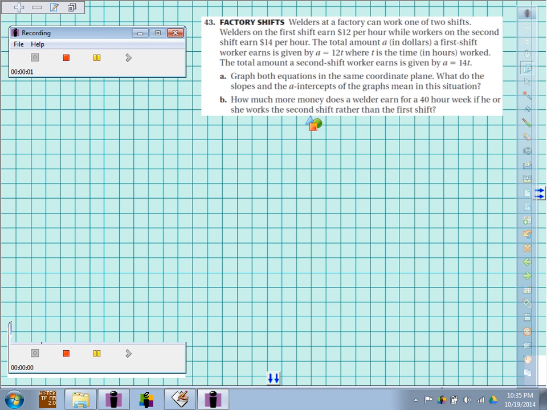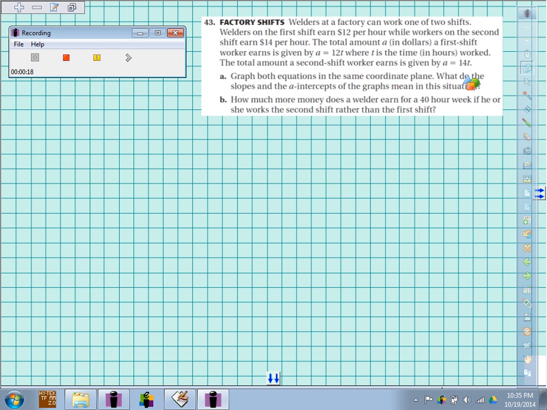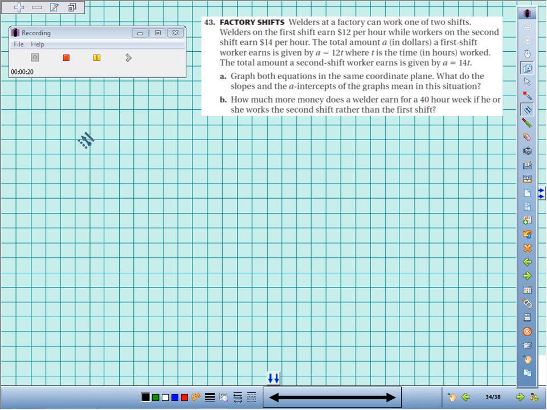Number 43, welders at a factory can work one of two shifts. Welders in the first shift earn $12 an hour, while workers in the second shift earn $14 an hour. The total amount, A in dollars, a first shift worker earns is given by the equation A equals 12T. T is the time in hours, and the second shift worker gets $14 an hour. Part A says graph both equations in the same coordinate plane.